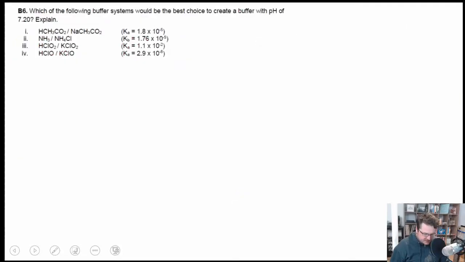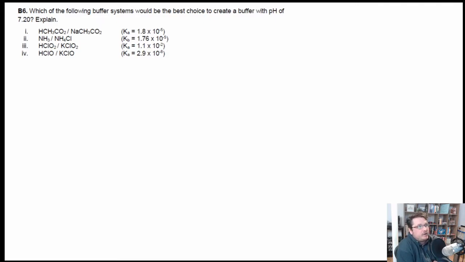Cool. B6. B6, which of the following buffer systems would be the best choice to create a buffer with pH of 7.20? Explain. So, one thing about buffers is that you want the pKa of the conjugate acid-base pair to be within 1 of the pH that you're aiming for.